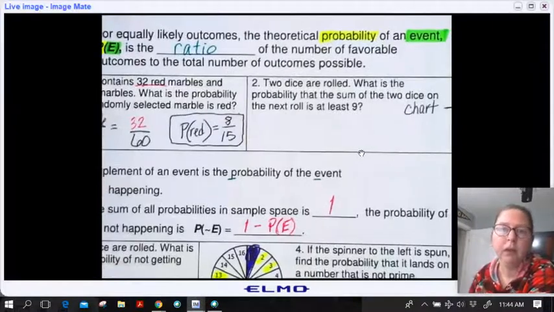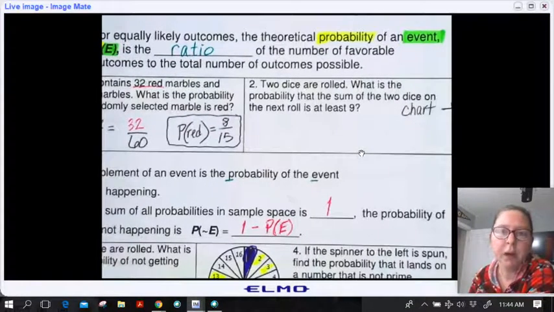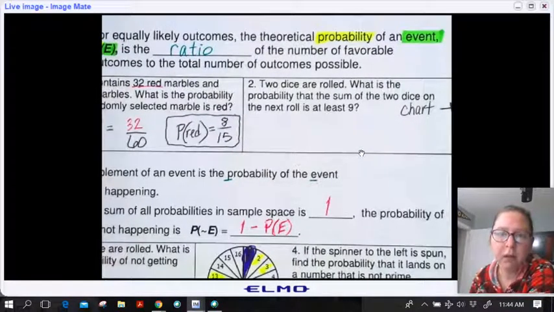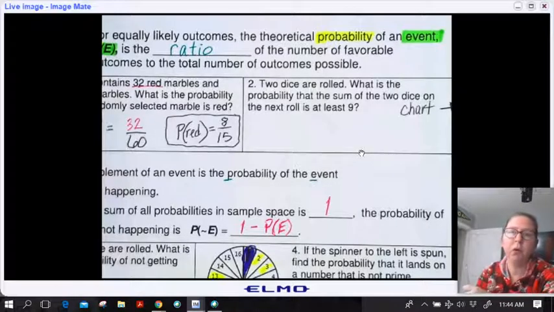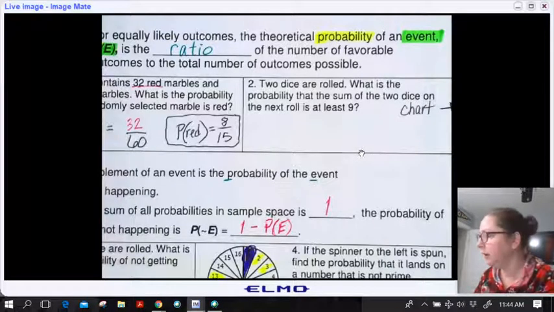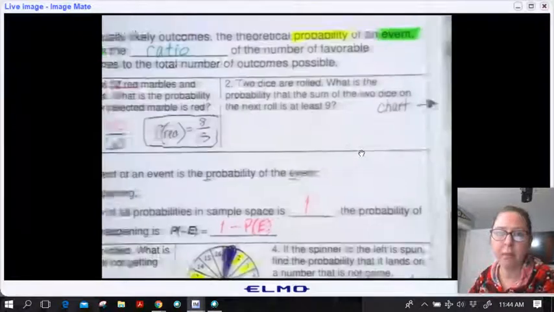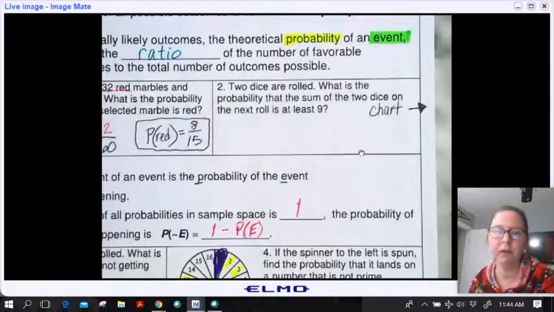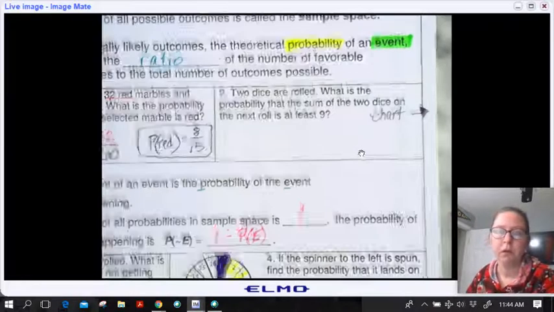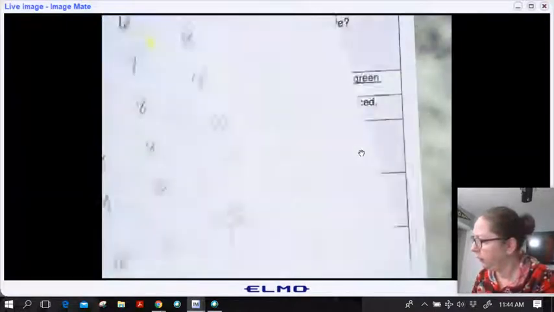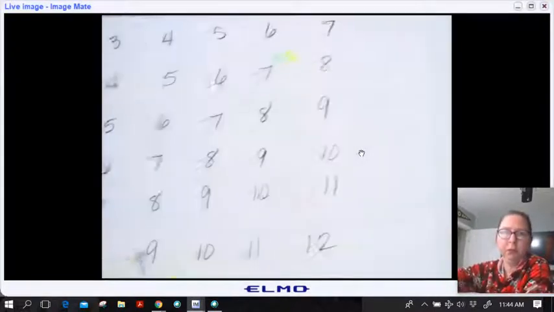Let's look at example 2. Two dice are rolled. What is the probability that the sum of the 2 dice on the next roll is at least 9? All right, so let's take a look. I made a chart on the back of my paper to help us understand all the different possibilities when we roll 2 dice. So here is my chart, and I may need to zoom out for us.